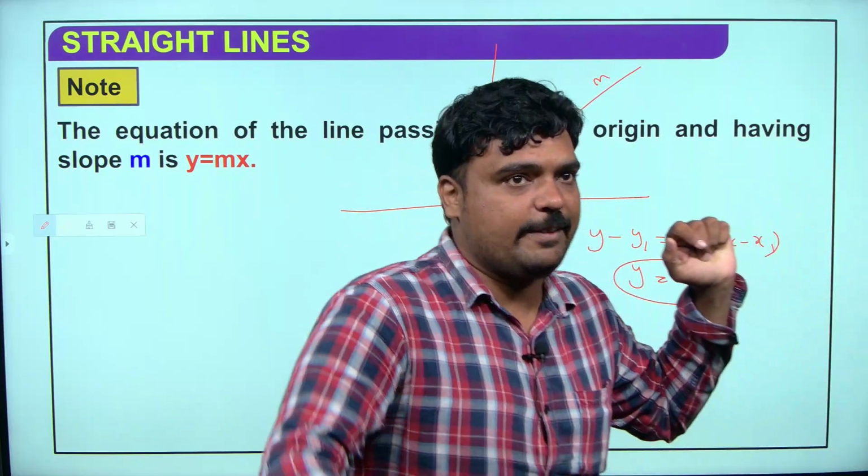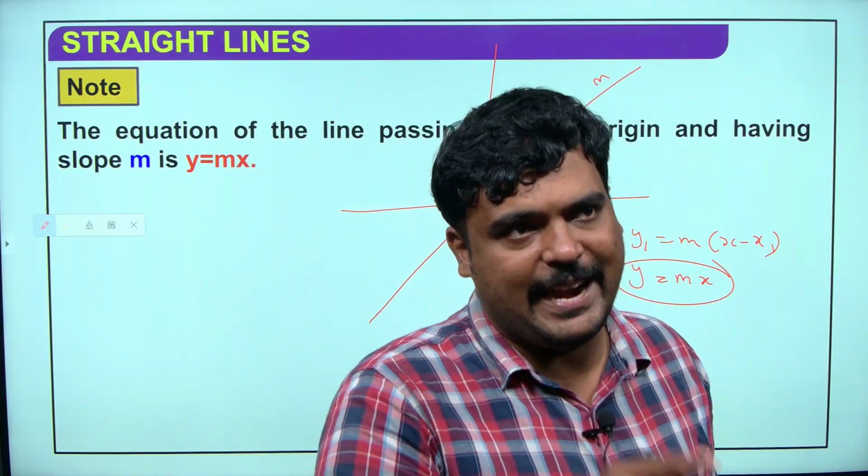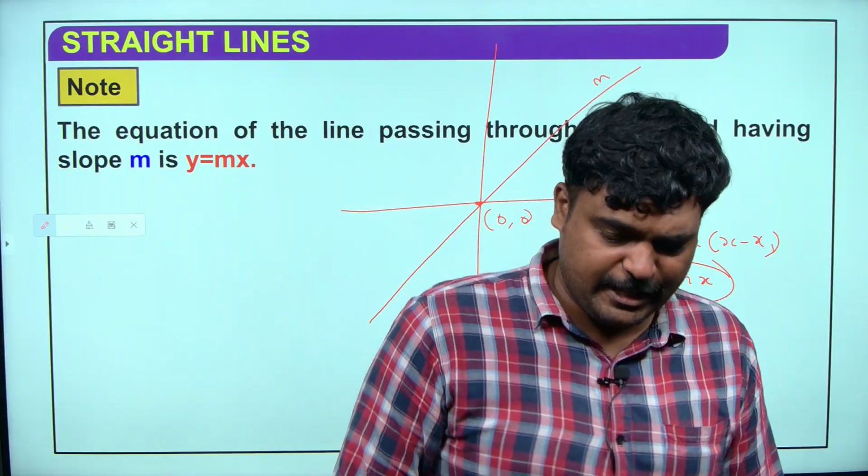Okay, anyway, now the question is to you. The line passes through the origin and the slope is minus 3 by 2. What is the equation of your line?